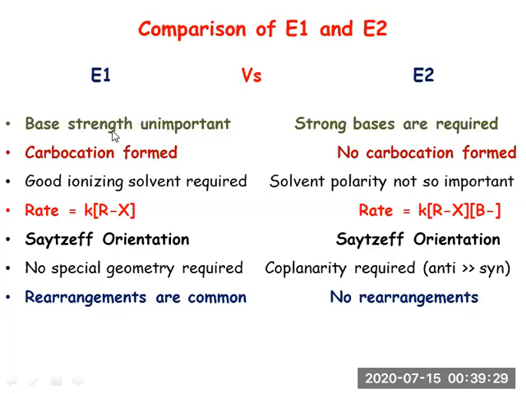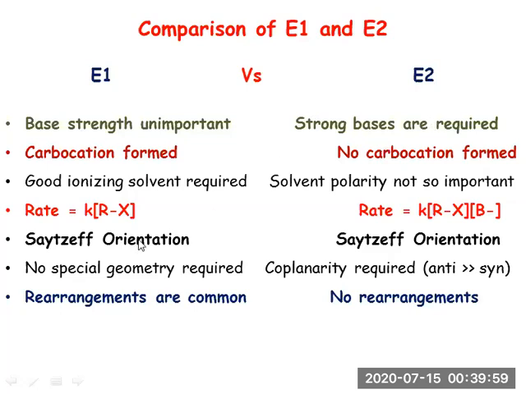The strength of base is not important in the E1 reaction because we have seen that rate is directly proportional to the concentration of substrate. Rate does not depend upon the concentration of base. But if you take E2, the rate is directly proportional to the concentration of substrate as well as base. That means what type of base is used also affects the rate of E2 elimination. Generally, strong bases will favor E2 elimination reaction.